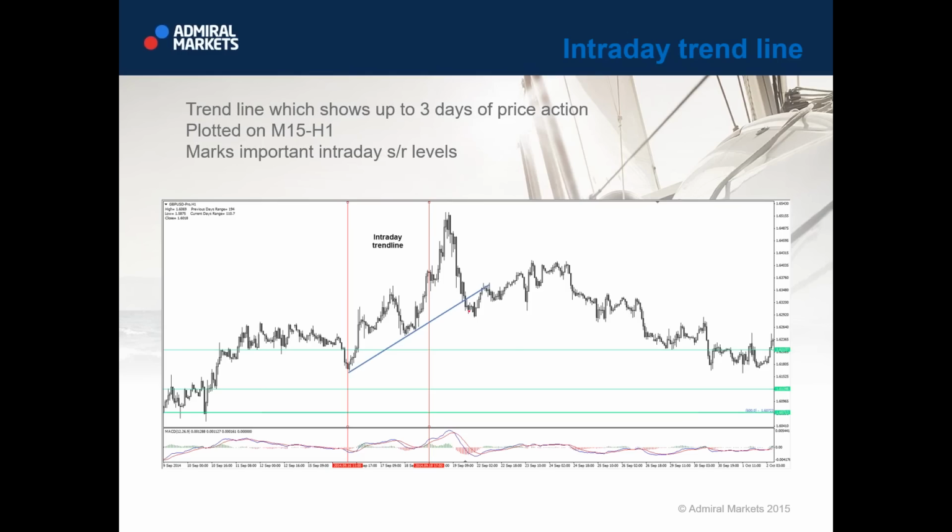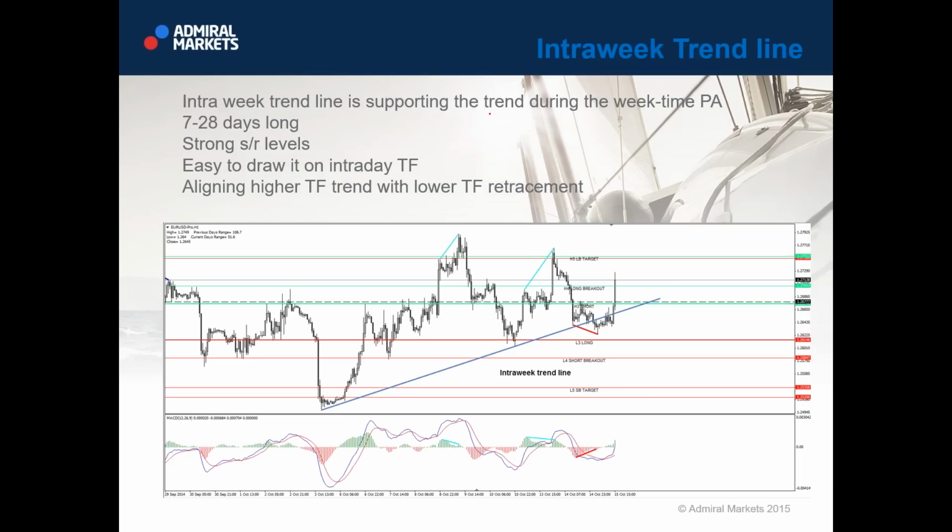So intraday trend line. Now, intraweek trend line, usually you can plot it easily on 1 hour time frame, but you can also plot it on 4 hour time frame. Intraweek trend line is supporting the trend during week time price action. Usually 7 to 28 days long. Okay? This is the example of intraweek trend line. 3rd October, 10th of October. Trend line was confirmed here at 6th of October. So just watch the timeline at this particular example.